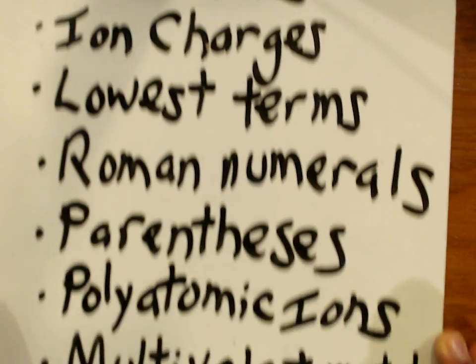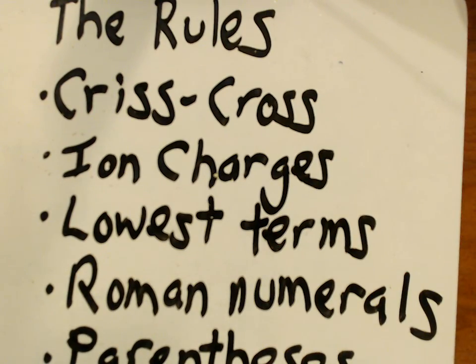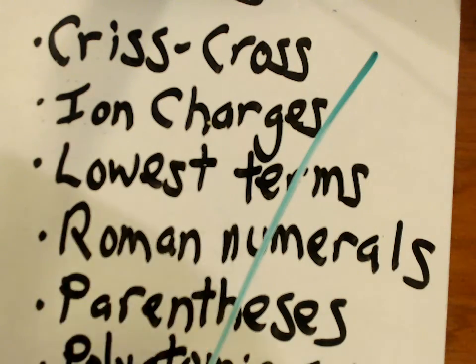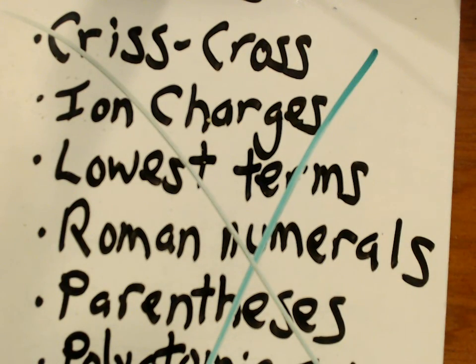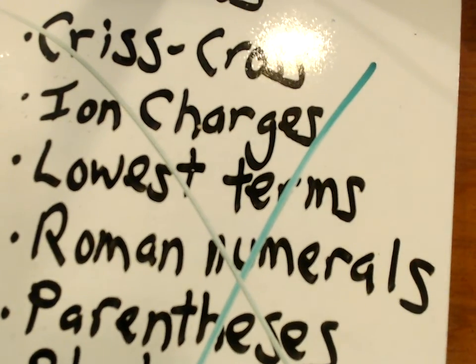So which of these rules here apply to the molecular compounds? I have great news. None of them. That's right. Almost everything you learned about ionic compound names and formulas does not apply. So you can forget about all those for now. What does apply? What are the rules?